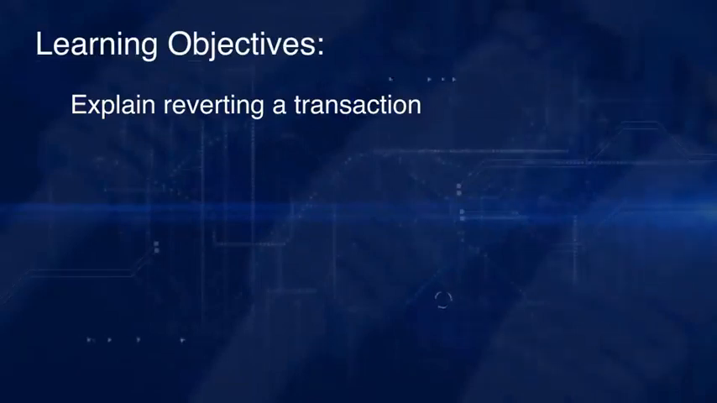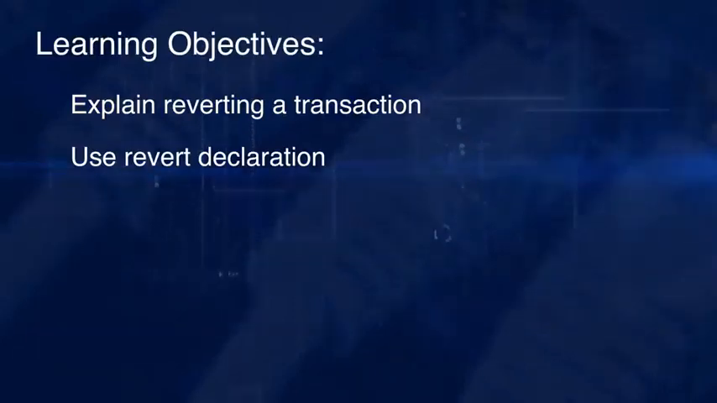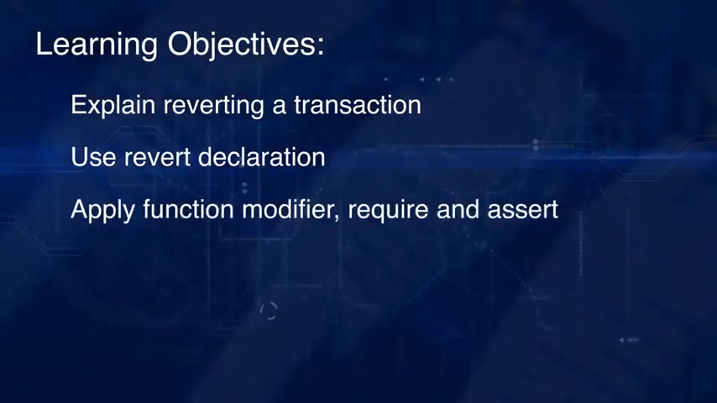The learning objectives of this lesson are: explain the concept of reverting a transaction based on problem-specific validation and using a revert declaration. Apply the concepts of function modifier, require, and assert. In this lesson, we will show the execution after modifying ballot version 2 SOL using Solidity-specific declarations and error handlers: modifier, require, and assert.